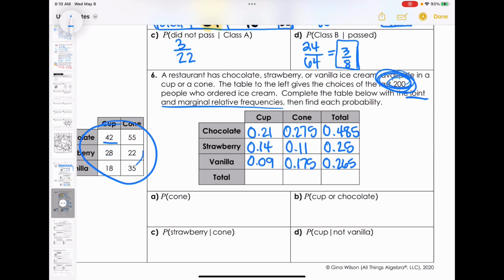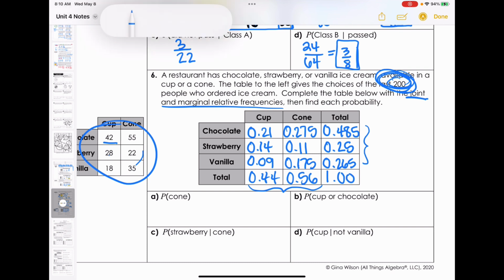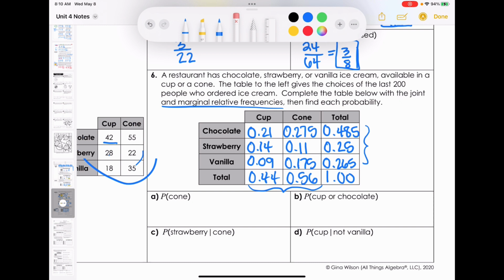Now I need to add up my total for cup. So 0.21 plus 0.14 plus 0.09. That gives me 0.44. I'm going to add up my total for cone. 0.275 plus 0.11 plus 0.175. That gives me 0.56, and I can either add up those 3 decimals or these 2 decimals, and I should get 1. Whew, that was a lot.